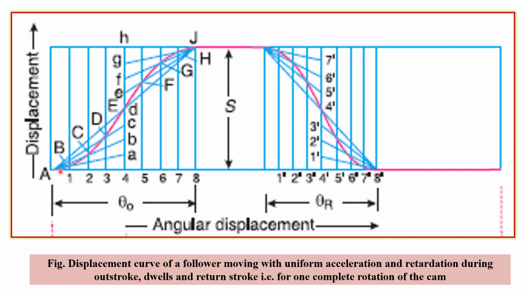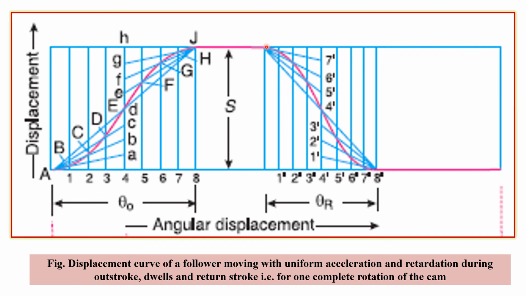So at the end of this outstroke, the follower is at this particular location. Now it has got its maximum lift. Now we observe that this blue line, this pink line, is going to be horizontal. So there is no change. The follower remains lifted up here. So there is no movement imparted to the follower during this duration. So this is nothing but the first dwell period observed by the follower.